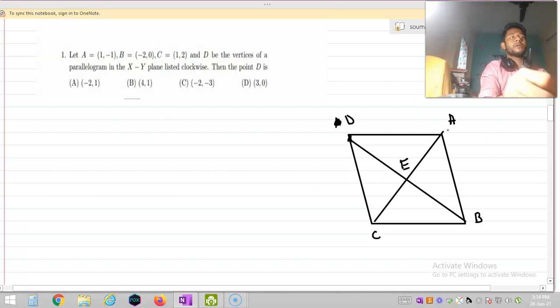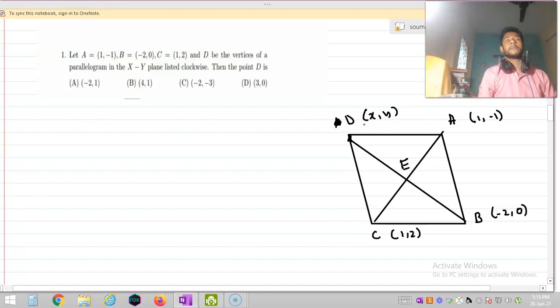The coordinate of A is (1, -1), the coordinate of B is (-2, 0), the coordinate of C is (1, 2). Hence we have to find out the coordinate of D. I am saying this as (x, y). What do we know about a parallelogram? We know that the two diagonals of a parallelogram bisect each other. Hence I can say that E is the midpoint of AC as well as BD.